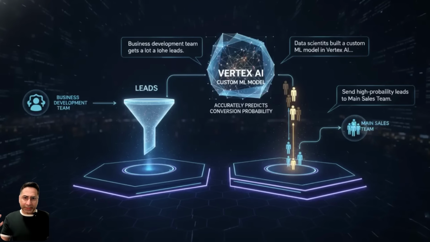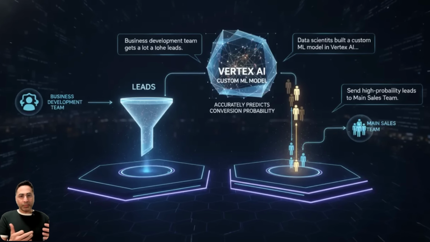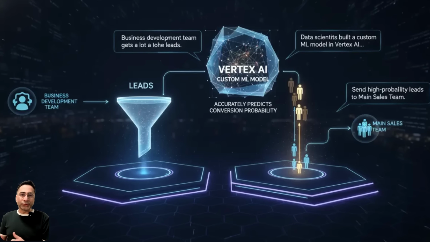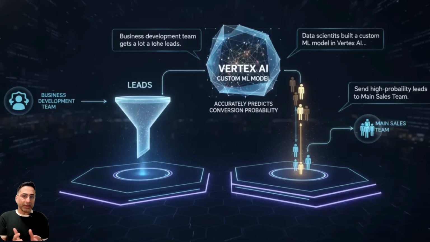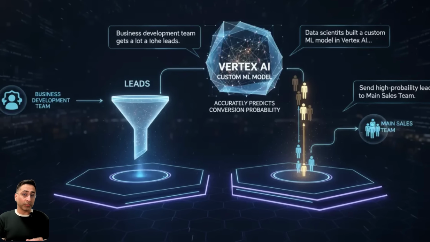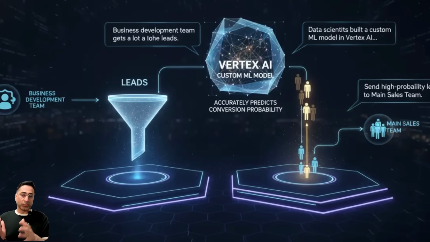Let's say that you have a sales team and a sales business development team, right? Now, the business development team gets a lot of leads, but you don't want to send all the leads to your main sales team. This is where your company or your data scientists have built a custom machine learning model, which is actually in Vertex AI, that will accurately predict a lead's conversion probability, based on all the historical company data that is stored in BigQuery.